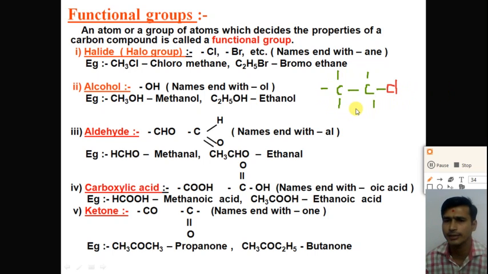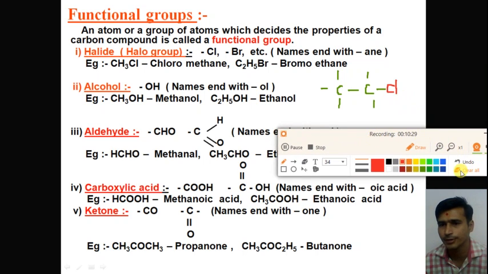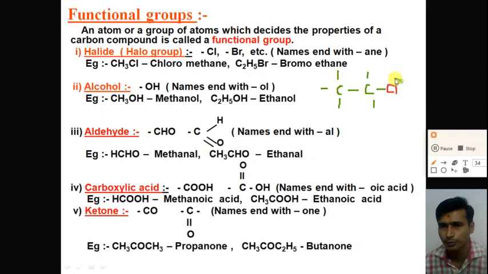Or we can say C2H5Cl, that is chloroethane, right? So instead of this chlorine, if a bromine atom is there, we can say bromoethane, right? Similarly, chloropropane, bromopropane, you can make the molecular formula of chloropropane, right?